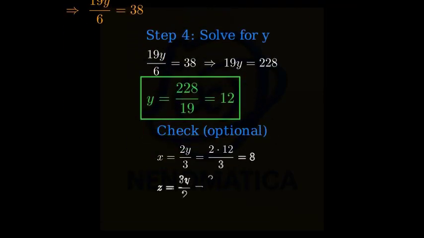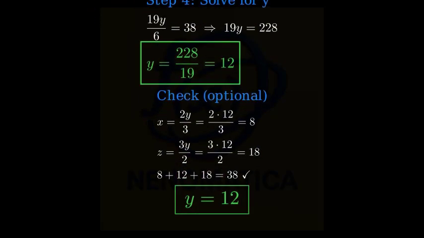As a quick check, compute x and z using y equals 12. X equals 2/3 of 12, which is 8. Z equals 3/2 of 12, which is 18. The sum 8 plus 12 plus 18 equals 38, confirming our solution. Therefore, the required value is y equals 12.